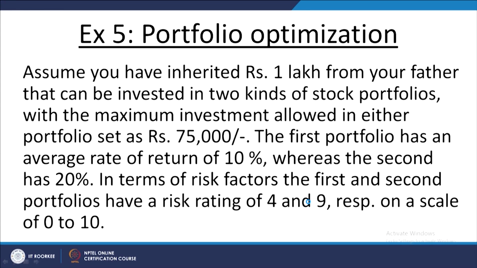The fifth problem is called the portfolio optimization problem. Assume you have inherited rupees 1 lakh from your father that can be invested in two kinds of stock portfolios with the maximum investment allowed in either portfolio set as rupees 75,000. The first portfolio has an average rate of return of 10%, whereas the second has 20%. In terms of risk factors, the first and the second portfolio have a risk rating of 4 and 9 respectively on a scale of 0 to 10.